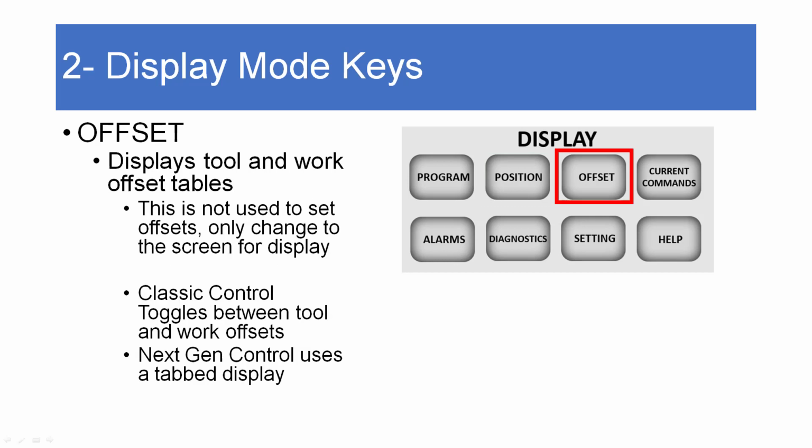Next, you'll find the offset key, which will display tool and work offsets stored in the machine memory. It is not the key that is used to set these offsets, but will get you to the page to alter offsets and display them.